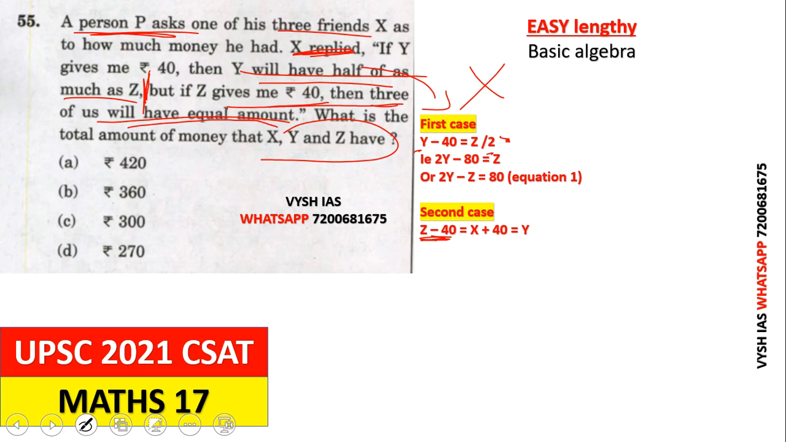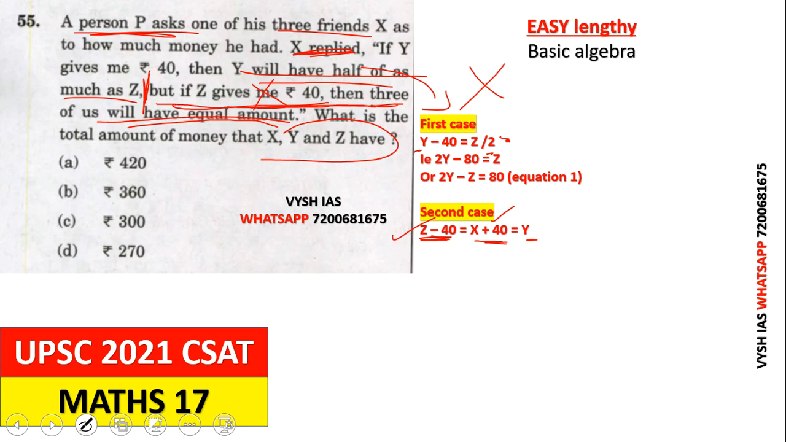Okay, Z gives me 40. This me is X. Z gives X 40 rupees. So what will happen? From Z's quota 40 got reduced and in X's quota 40 got increased, and with Y nothing we have done in this second statement. Z gives X 40 rupees, then 3 of them will have an equal amount. So we equated all 3.